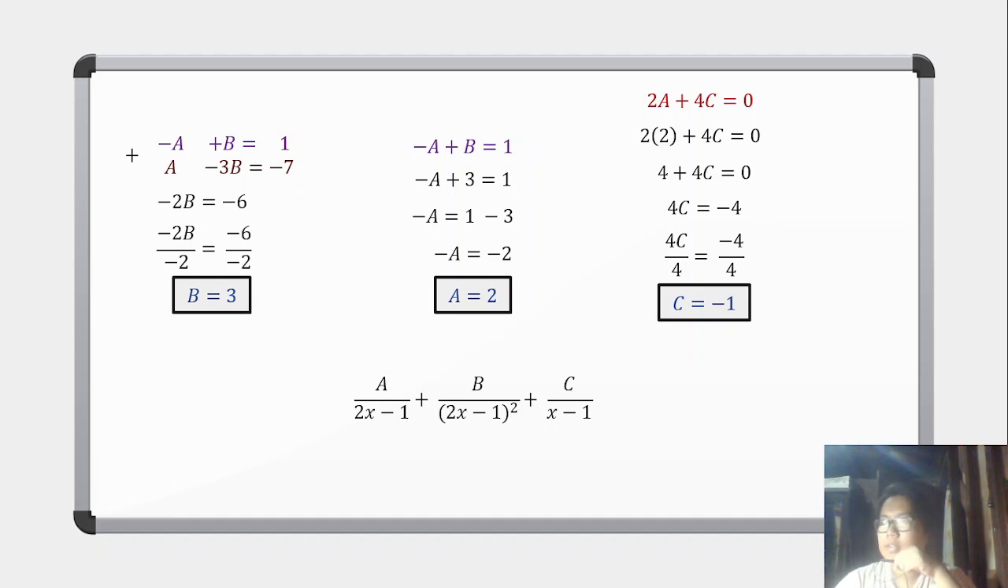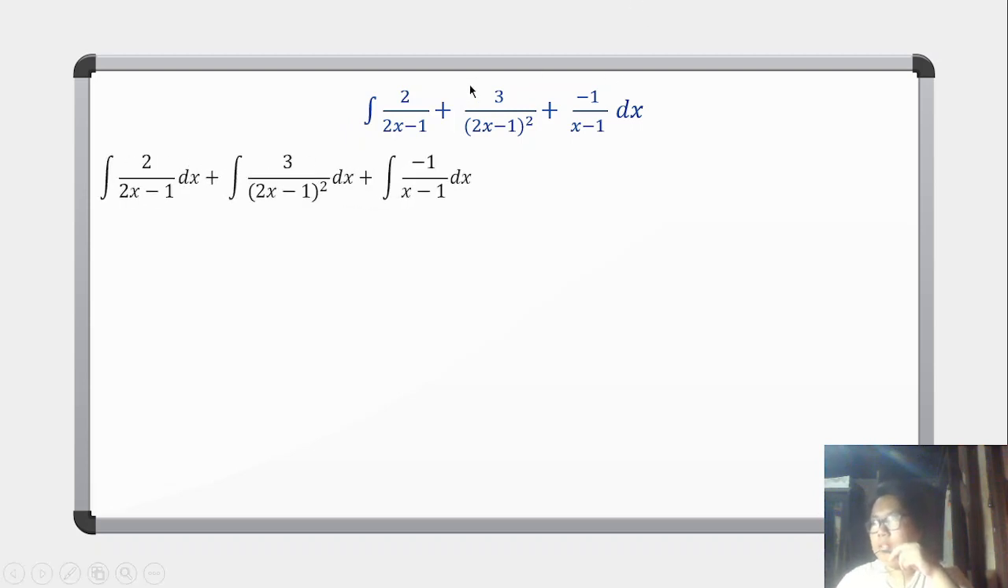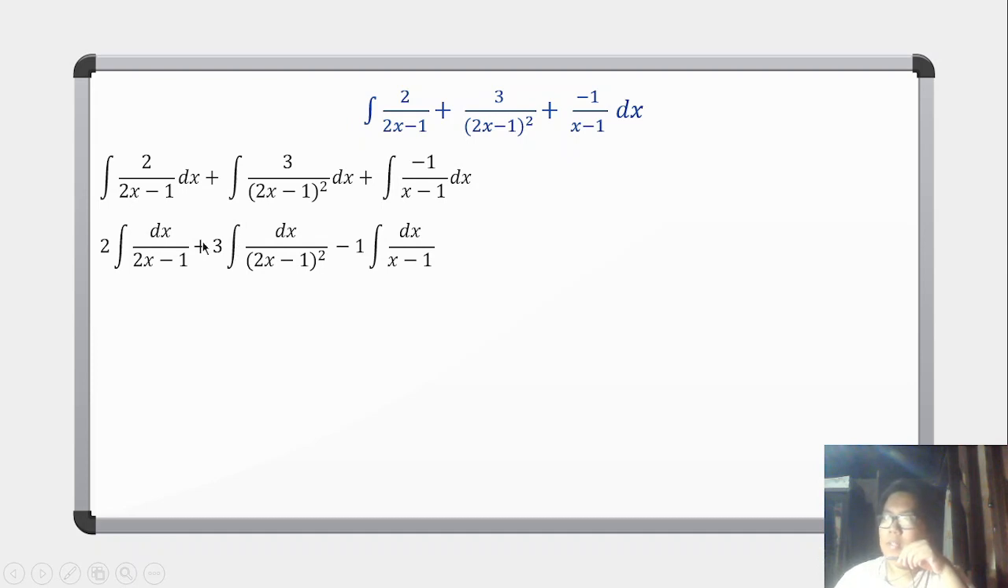that we got earlier. So we now have the integral of 2 over 2x minus 1 plus 3 over quantity 2x minus 1 squared plus negative 1 over x minus 1 dx. So we can now solve for this. So by some rule, this is what our equation would look like, and taking out the constants. So our constants are 2, 3, and negative 1. So let's take them out. So we now have this, and we can notice that we can actually use substitution for 3 of these terms. So let's do that.